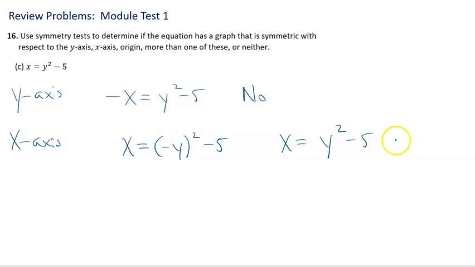Does that match the original? Yes, it does. That's exactly the original. So this has x-axis symmetry. I didn't change colors again. Let me change the last one.